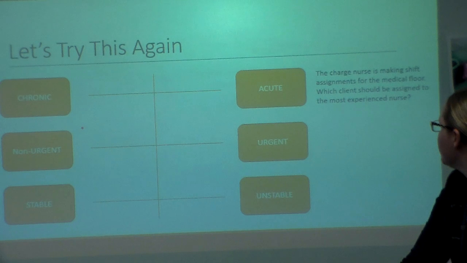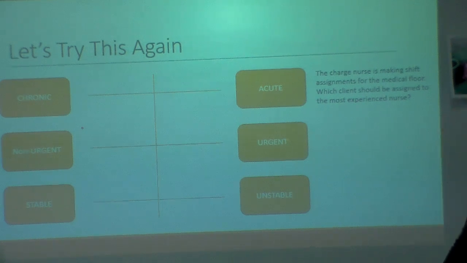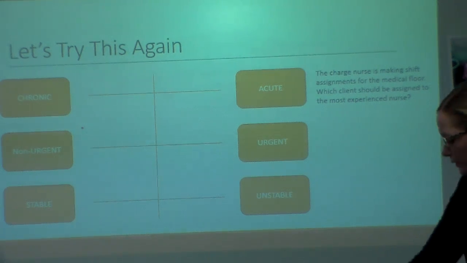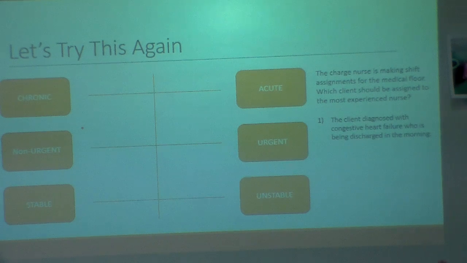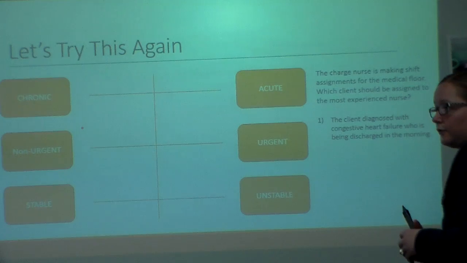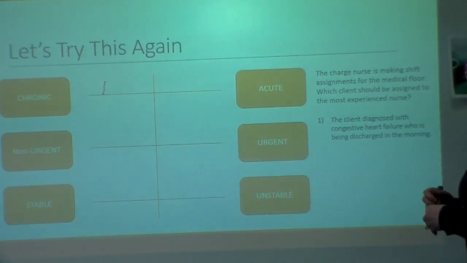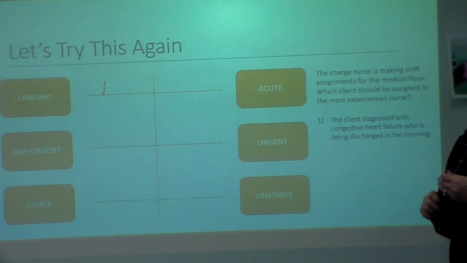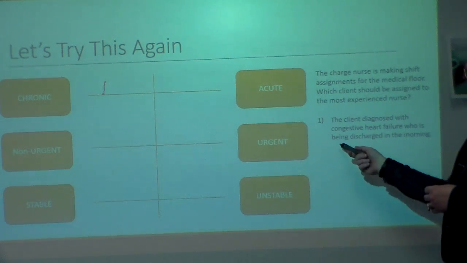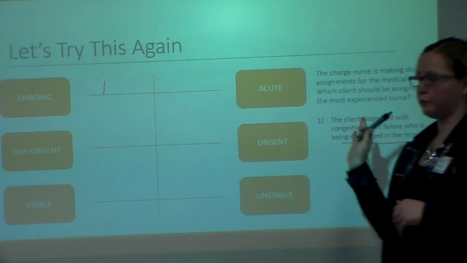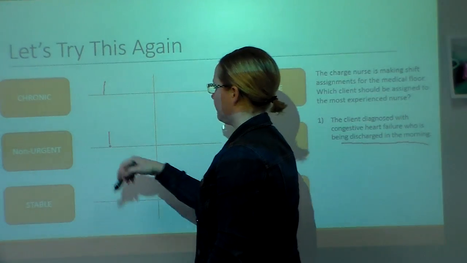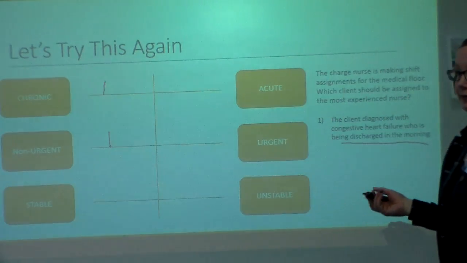All right, the charge nurse is making shift assignments for the medical floor. Which client should be assigned to the most experienced nurse? So who's the priority patient? The client diagnosed with congestive heart failure who is being discharged home in the morning. Chronic or acute? Chronic, because congestive heart failure is chronic. Urgent or non-urgent? Non-urgent. Why is it non-urgent? Discharge. They're stable enough to go home, which I just kind of gave you the next answer. They're stable enough to go home.